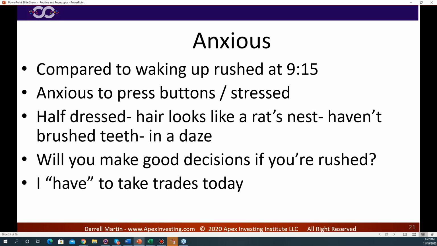How many of you feel that way? Oh my God, I get up there because I have to trade today. I have to get 3 trades today. I have to make money today. I have to. Let me tell you something. You do not have to.